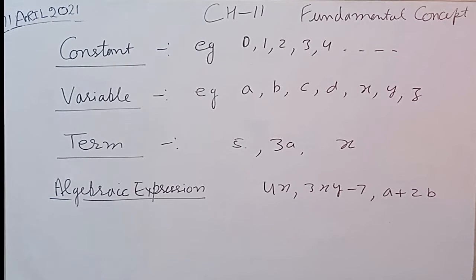Now algebraic expression. Children, an algebraic expression is a collection of one or more terms which are separated from each other by addition or subtraction. So here is the example: 4x, 3xy minus 7, a plus 2b. Now we will know about the types of algebraic expressions.